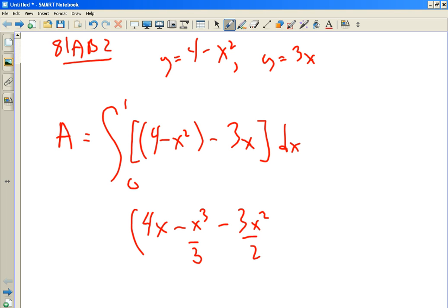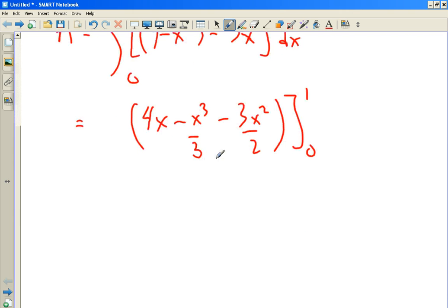And we're going to plug in, according to the fundamental theorem of calculus, into this antiderivative, the 1 and the 0 and subtract. Let's make a little room. Now what's nice about 0? It just drops out. So we're really only evaluating at 1. So it's 4 minus a third minus a half.